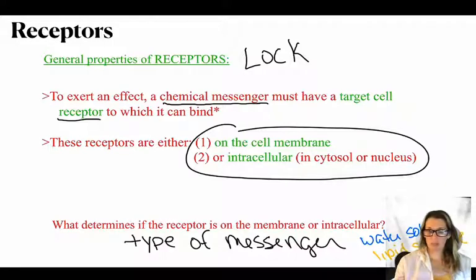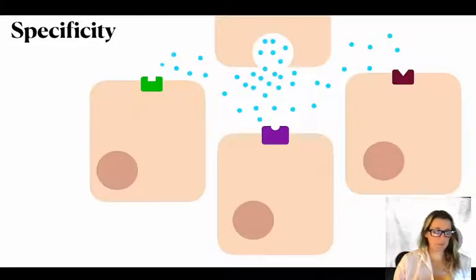If it's water soluble, just stop and think about it for a second. The receptor, I apologize. If the messenger is water soluble, is the receptor going to be on the cell membrane, or is it going to be inside the cell? And then if the messenger is lipid soluble, same thing. Is it going to be on the cell membrane, or is it going to be inside the cell? Think on that. We're going to come back to that.